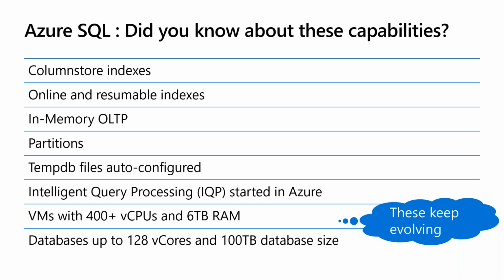I was just looking at our documentation about what is possible with Azure SQL today. You can get VMs up to 400 plus vCPUs and even 6 terabytes of RAM, or even databases with up to 128 vCores in our new generation choices, and with Hyperscale 100 terabytes of database size. So if you thought that maybe Azure SQL did not have the compute and storage capacities for your needs today from a database perspective, they actually do. And I expect these numbers and choices and capacities to keep evolving and getting larger and larger as we move on the journey with Azure SQL.